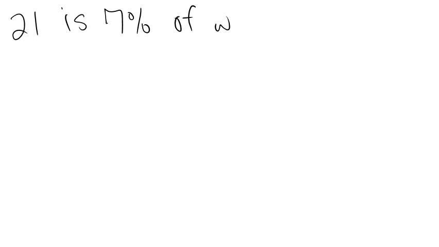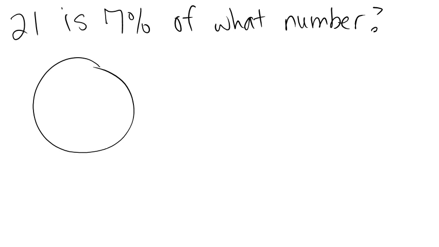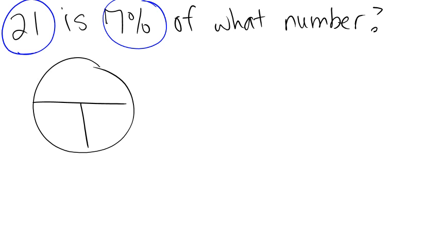So another example of when you use the percent circle is to find the whole. So if we have 21 is 7% of what number? We can use the percent circle to figure out the answer to this question. I'll start by drawing the percent circle, and then we need to figure out where to place these two numbers.